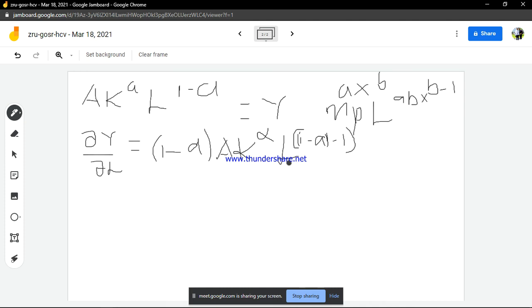So now I'll just have to simplify this, which of course if I simplify, I'll have 1 minus alpha in parentheses, then A, I'll leave it the way it is, capital A raised to the power alpha, then L, but now I've got 1 minus alpha minus 1. This is positive, this is negative, so these two will go. I'm only remaining with the negative alpha. So I'll say L raised to the power negative alpha.